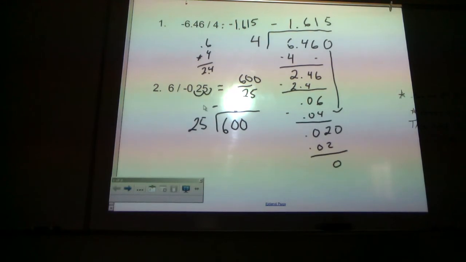Well, let's estimate real quickly. Approximately. Okay? How many quarters will go into 100? 4, right? Well, we have 6 of them. So if we do 4 times 6, we get 24, so we know we're going to get at least 20 in here. What's 20 times 25? It's actually 500. Okay? So I'm going to take 500 away, and I have 100 left over. How many quarters will go into 100? 4.